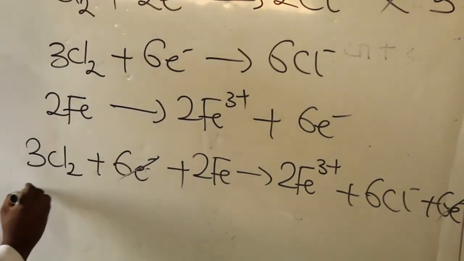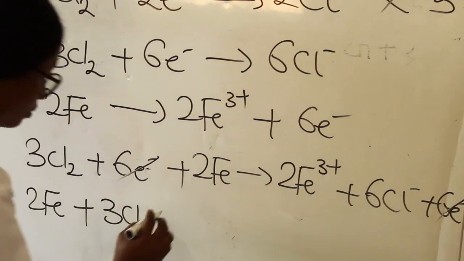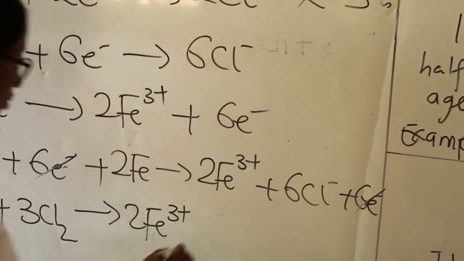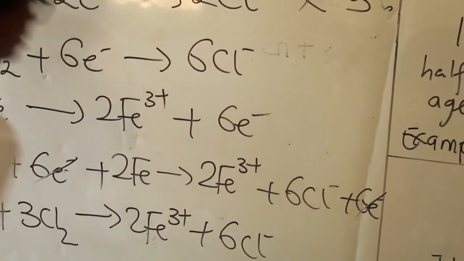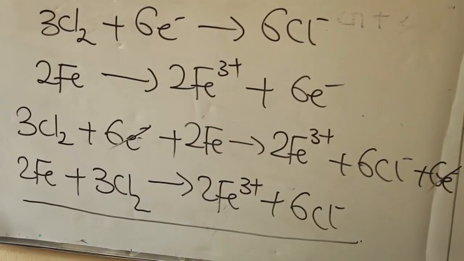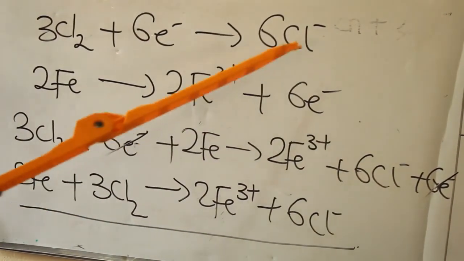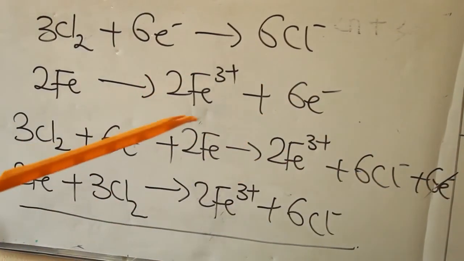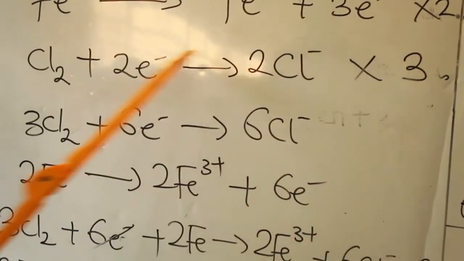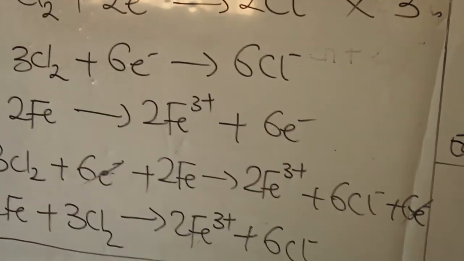So you write the iron first. 2 iron plus 3 chlorine gas give us 2 iron 3 plus 6 chloride. So this is our overall equation. Okay? This is our overall equation. Now, we have been able to write out the half oxidation reaction and half reduction reaction. This one is a half oxidation reaction and this is a half reduction reaction. And this is the overall equation.